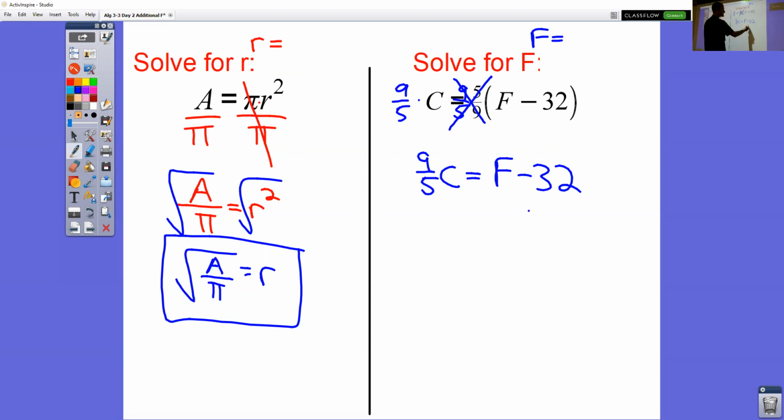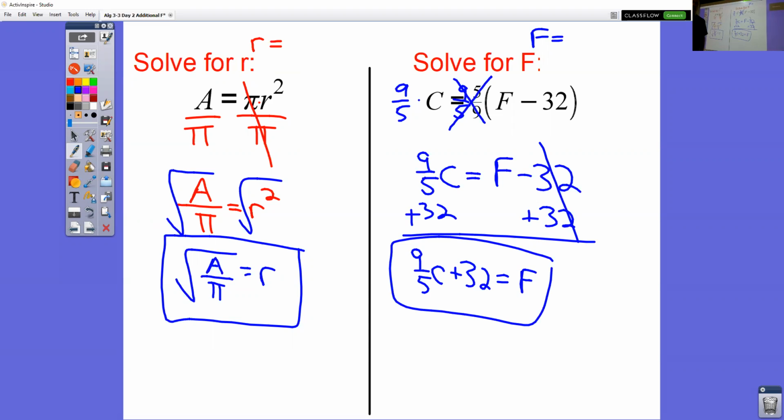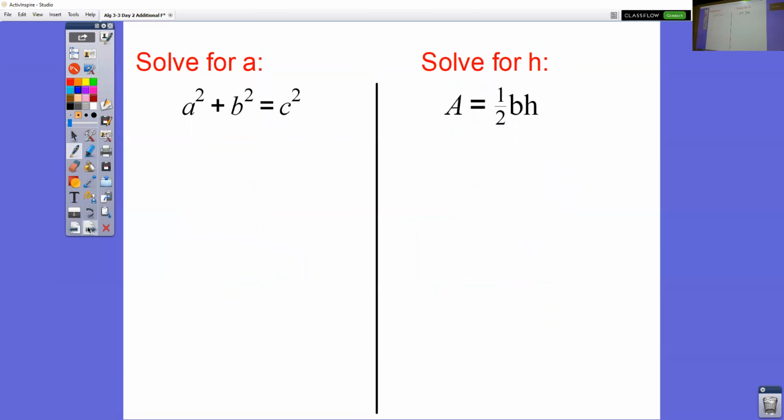Now to get that F all by itself, I'm going to do plus 32 and plus 32. So on this side, I just have 9/5 C plus 32 equals F. This stuff is very weird, but that's how we're leaving our answer. All we're doing is rearranging to get our answer all by itself. Could you change that 9/5 into a decimal if you wanted to? Sure, you could change that into being 1.8. There would be nothing wrong with that. That's the formula for converting Celsius to Fahrenheit, by the way.